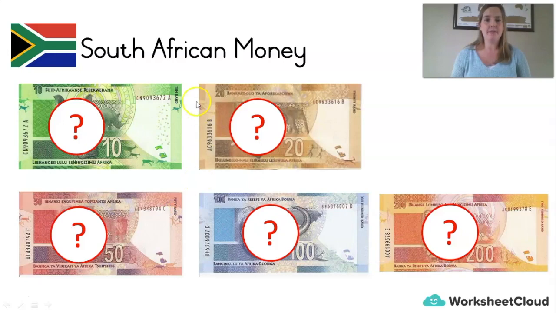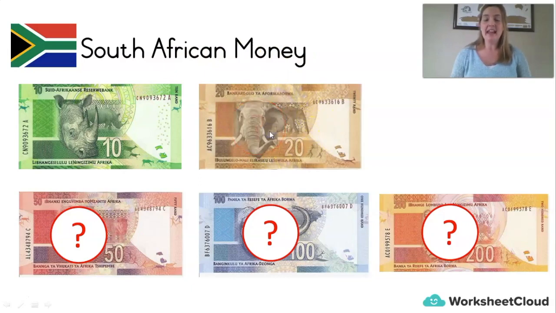Let's see if you can remember them. The 10 Rand note is green with what animal? Yes, a rhinoceros. The 20 Rand note is this browny yellowy color, and what animal? Elephant. Did you remember? How about the pink one? How much is that? 50 Rand. And what is on this note? What animal? It's the lion.